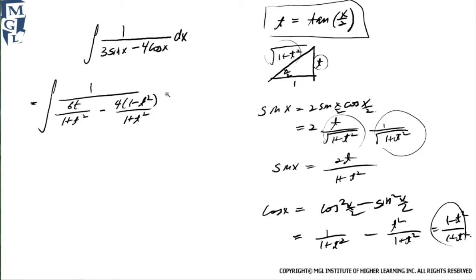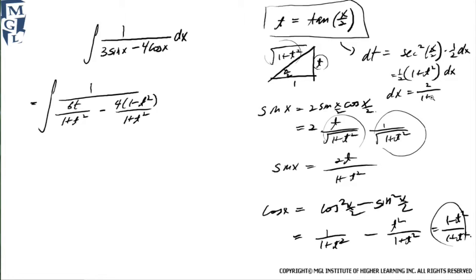So if you make the substitution, we get this, along with, if you differentiate this, dt is equal to secant squared x over 2 times a half dx. Secant squared x over 2 is exactly 1 plus t squared. So dx is equal to 2 over 1 plus t squared dt. So that would all cross out.